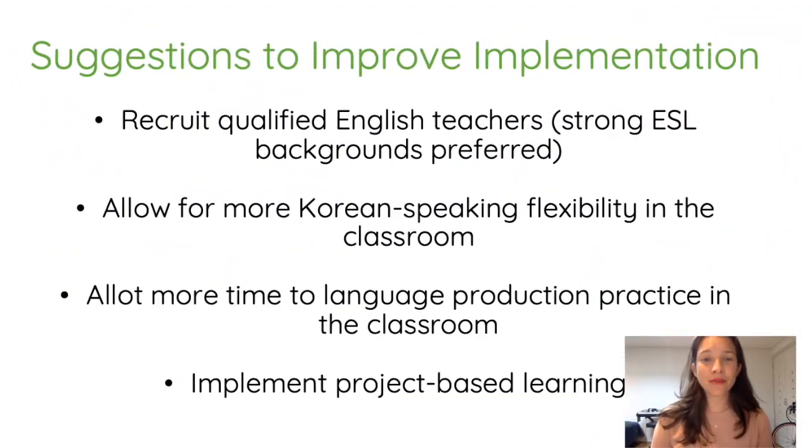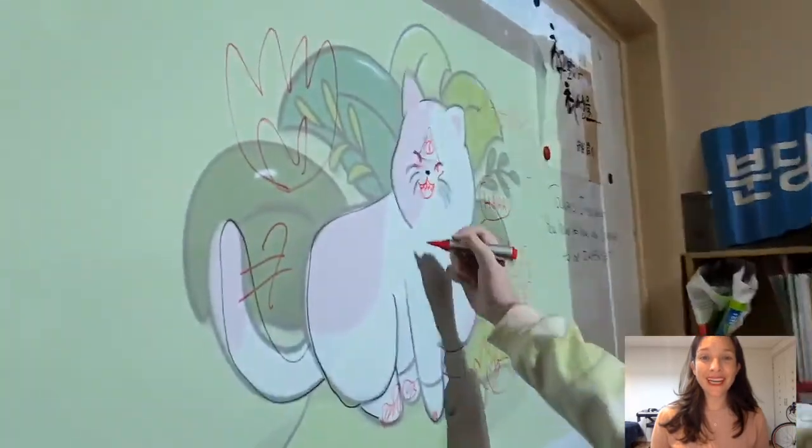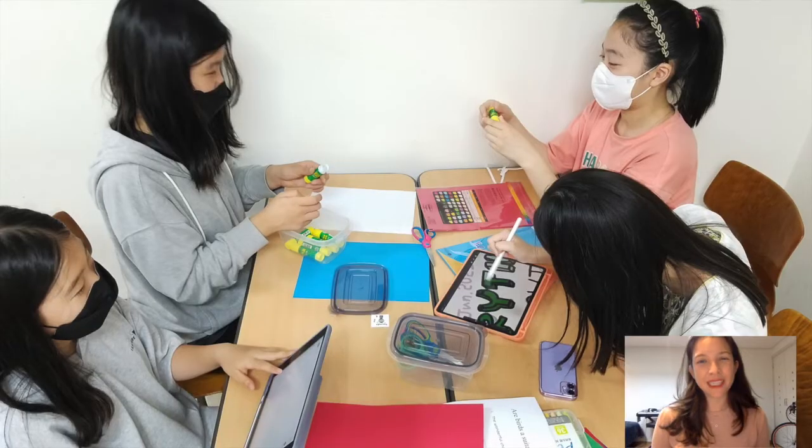Schools should continue to recruit qualified English teachers with strong ESL teaching backgrounds. The TEE Policy could allow for more Korean-speaking flexibility in the classroom, where appropriate, to boost comfort and confidence for teachers and students. More time can be allotted to language production practice in the classroom. Additionally, to improve fluency, teachers can implement project-based learning with more contextual practices that relate to the real world. The TEE Policy has merit and is a good starting point. But allowing for more creativity and engagement in the classroom will serve students and teachers better.